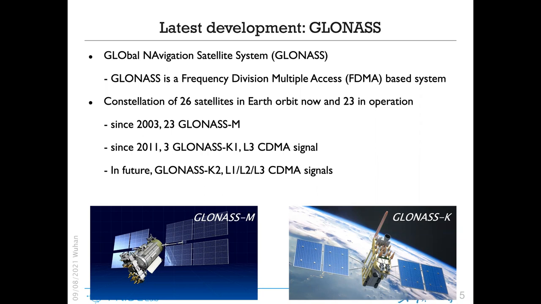For example, for the ambiguity fixing, I mean, the integer cycle resolution of the ambiguities. And this poses a big threat to the integer cycle resolution of GLONASS data.